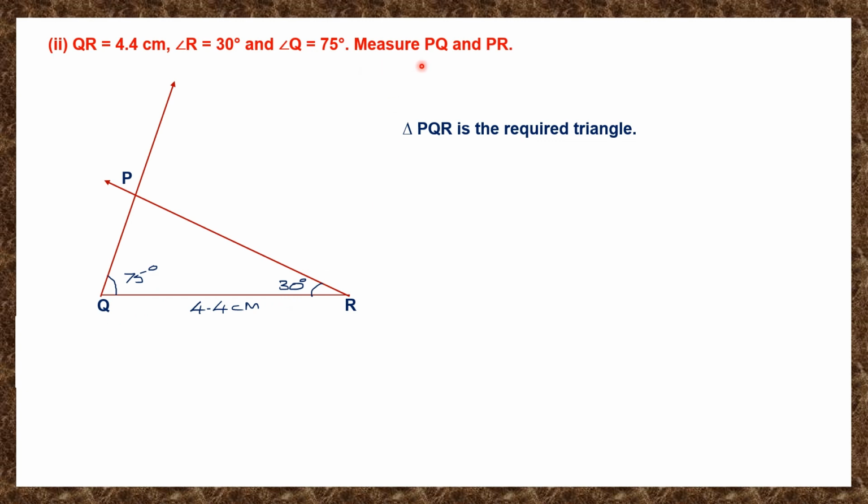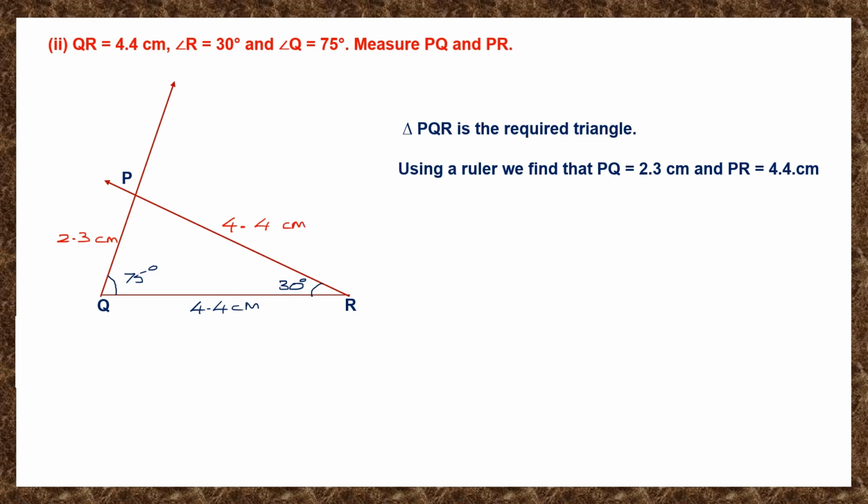Now we've been asked to measure PQ and PR, that is PQ this side and this side. So place your ruler. With the help of your ruler, find the measurement of these two sides. So what do we see? Using a ruler, we find that PQ is 2.3 centimeters, around that. And PR is 4.4 centimeters. So as you can see, these two sides have the same measurement. So check this with the help of your ruler and do it.